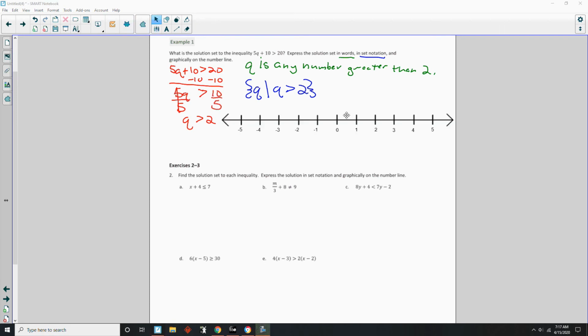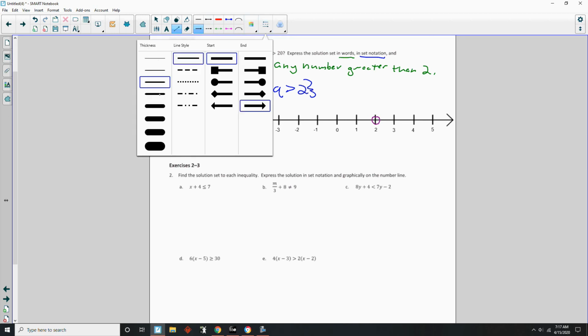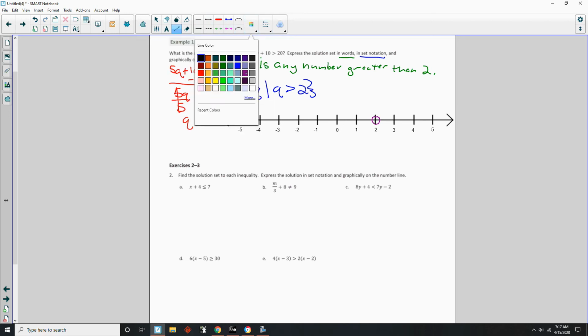Okay, so here's my number line. And what I'm going to do is, q is greater than 2. I want an open circle on 2 because I'm not including 2. There's no equal sign. And then I'm going to make that pretty thick. And how about that purple we're using? So then I would have this as my solution. So an open circle here and everything to the right.